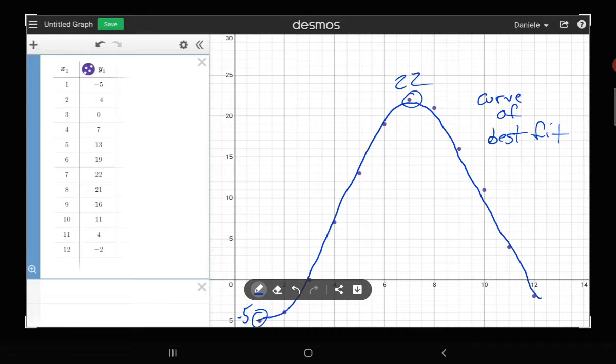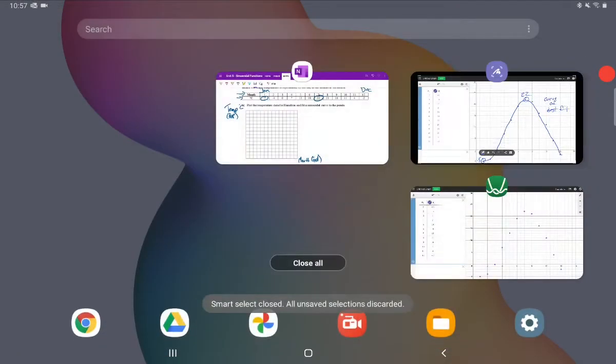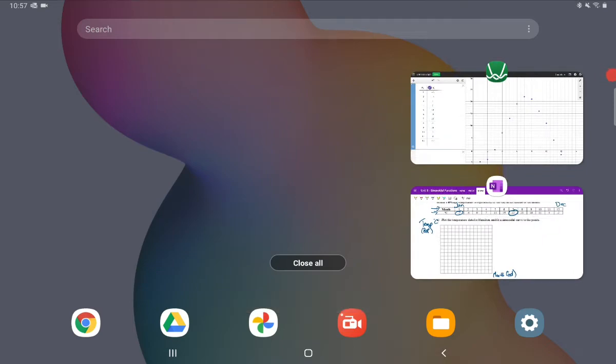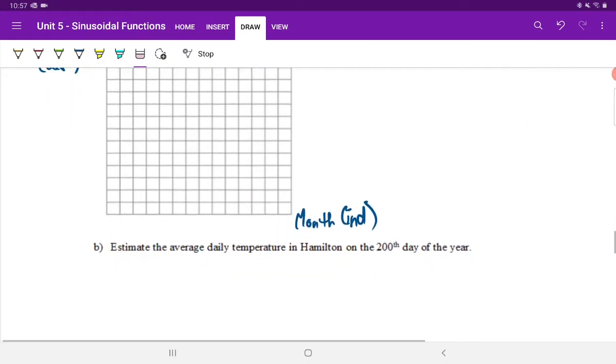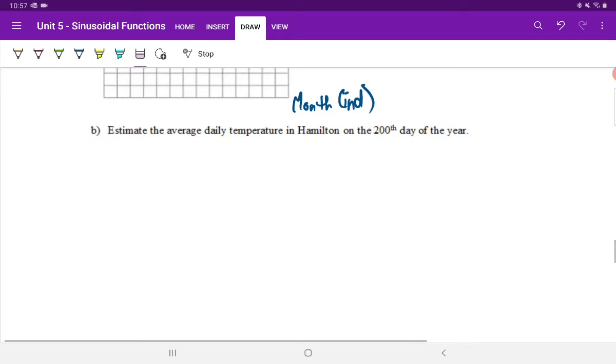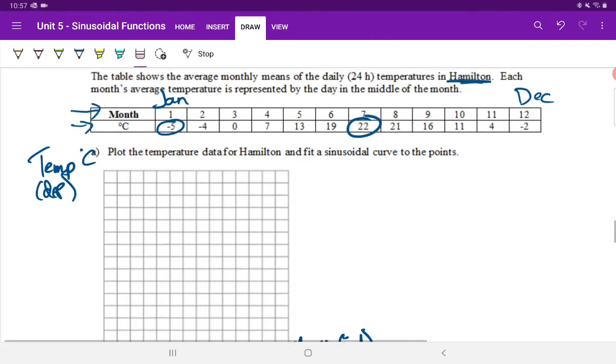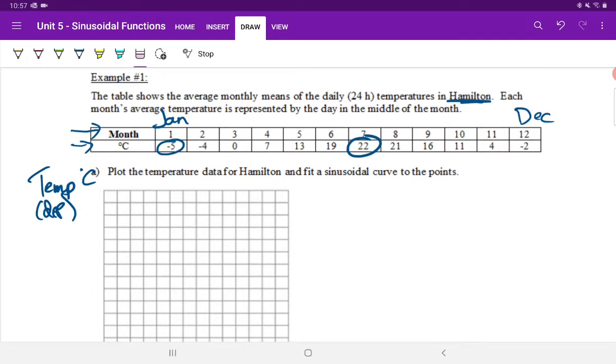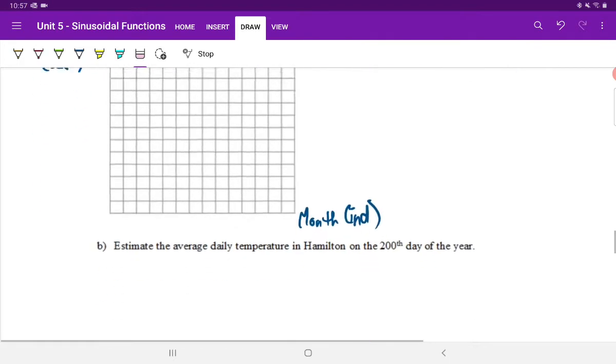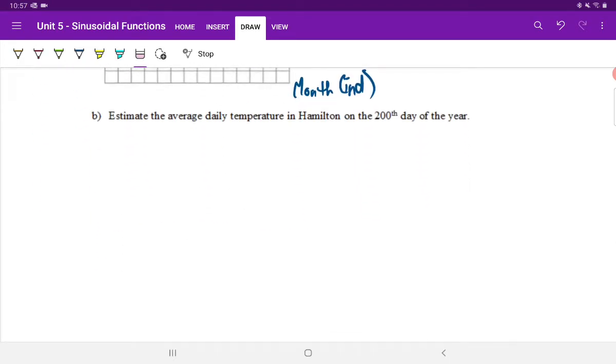Pretty easily. But the question doesn't ask us to do that. What it does say is, estimate the average daily temperature in Hamilton on the 200th day of the year. We've got a problem here: what's given to us is in months, not in days. So what I suggest you do is convert your 200th day into months.